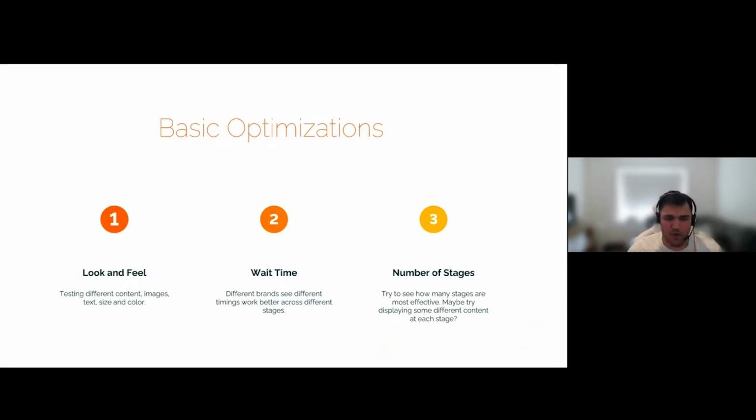To begin with, we've got the look and feel. What we're going to be doing here is testing different content, different images, different text, different sizes and colors. We can set up multiple trigger programs in Fresh, and then test them and see what's most effective with the look and feel of things. Any ideas or any questions that come up from that?